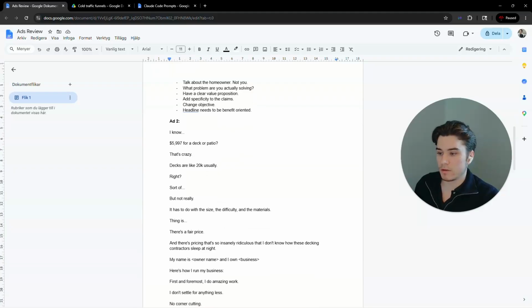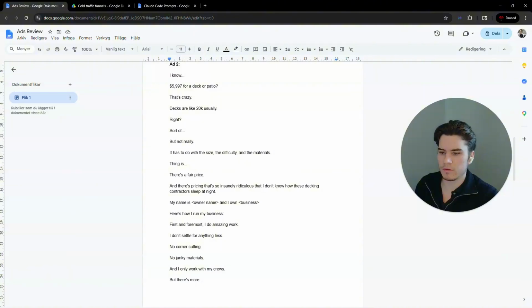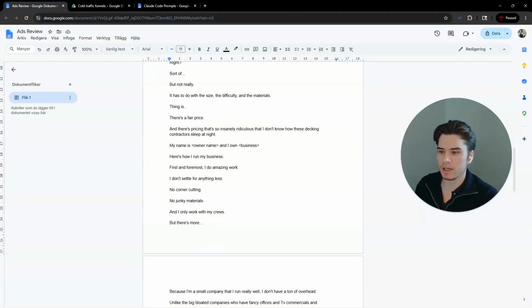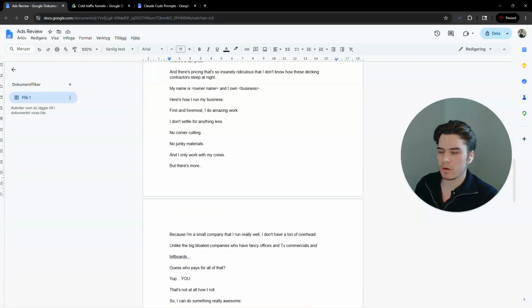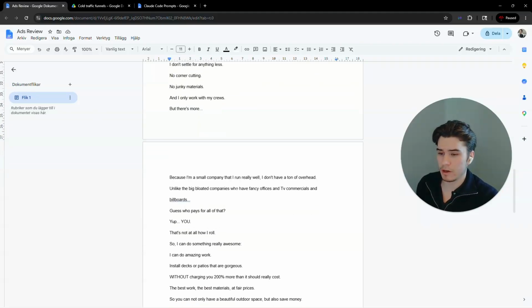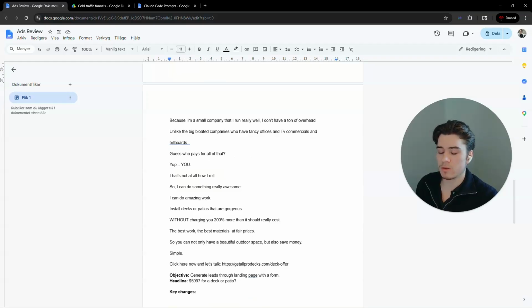5,997 for a deck or patio. That's crazy. Decks are like 20K usually, right? Sort of, but not really. It has to do with size, the difficulty, and the materials. Thing is, there's a fair price, and there's pricing that's so insanely ridiculous that I don't know how these decking contractors sleep at night. My name is blah blah blah. Here's how I run my business. I do amazing work. I don't settle for anything less. No corner cutting, no junky materials. I only work with my crews, but there's more. Because I'm a simple company that I run really well, I don't have a ton of overhead, unlike the big bloated companies who have fancy offices, TV commercials, and billboards. Guess who pays for all that. Yep, that's not how I roll. So I can do something.